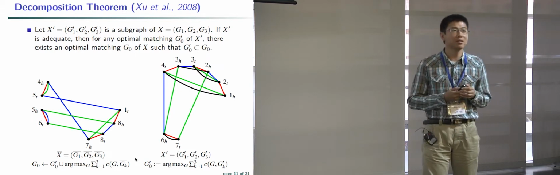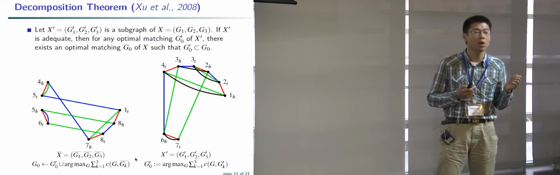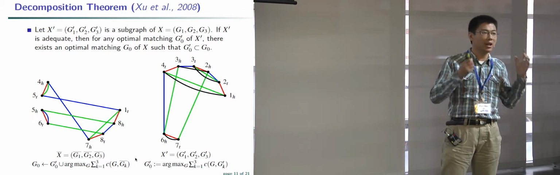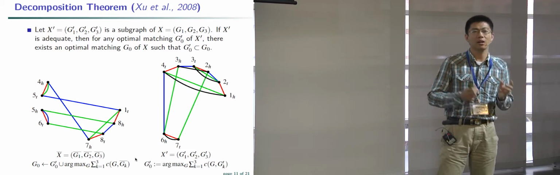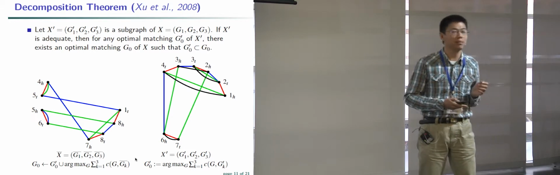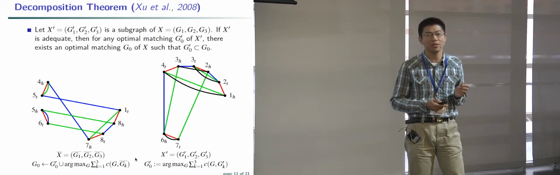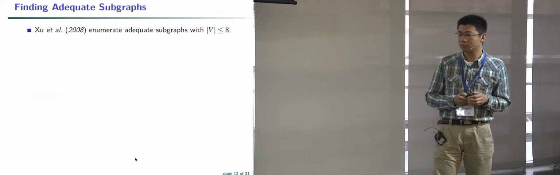So this decomposition theorem gives us a very efficient algorithm to solve the DCJ median problem. We can first identify adequate subgraphs in the whole graph, then solve them independently, and then continue. One key problem in this algorithm is how to find adequate subgraphs in the whole graph.